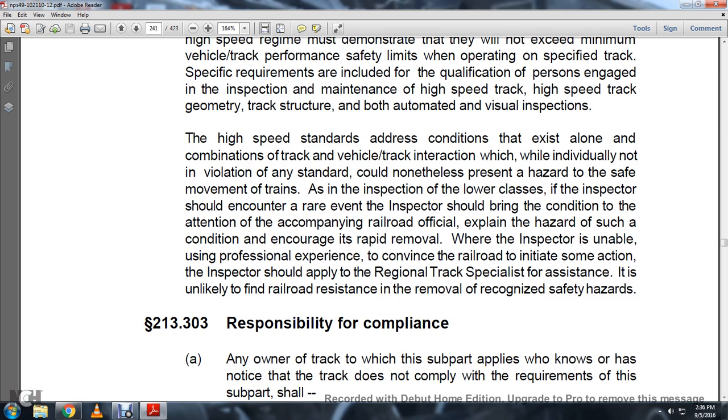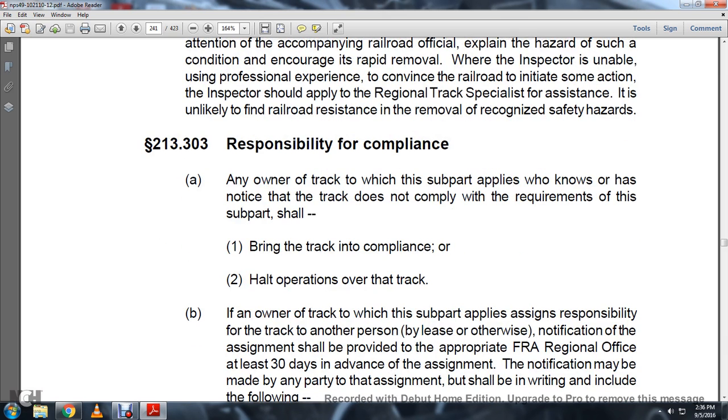As with the inspection of the lower classes, the inspector may encounter the rare event in which the inspector should bring the condition to the attention of the company and the railroad officials, explaining the hazards in such a condition and encouraging its rapid removal. Where the inspector is unable, using professional experience, to convince the railroad to initiate some action, the inspector should apply for the regional track specialist's assistance, and it is unlikely to find railroad resistance to the removal of a recognized safety hazard.